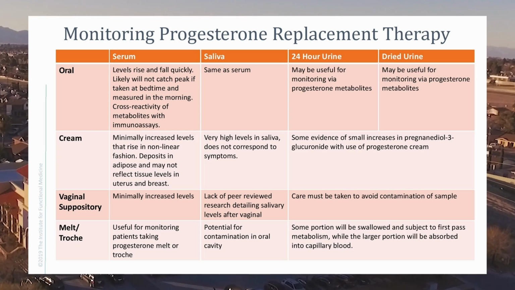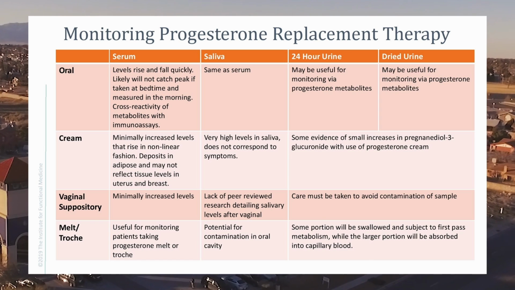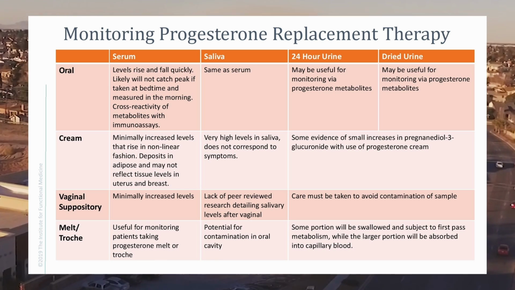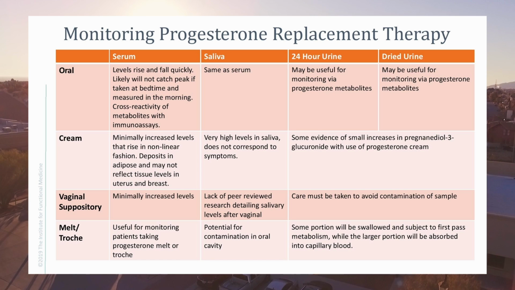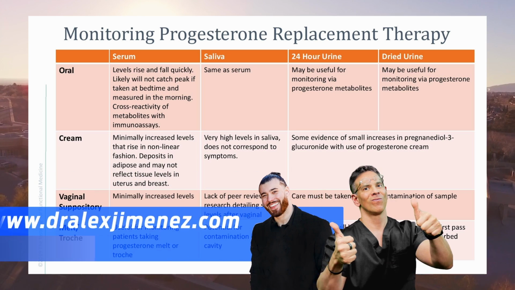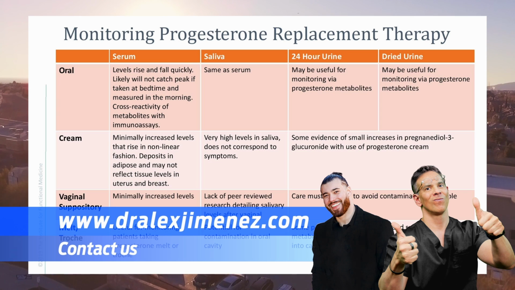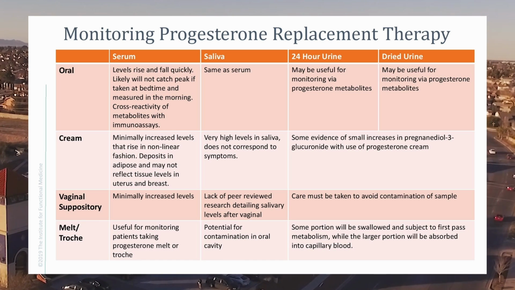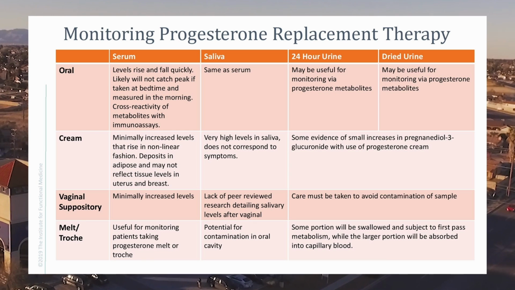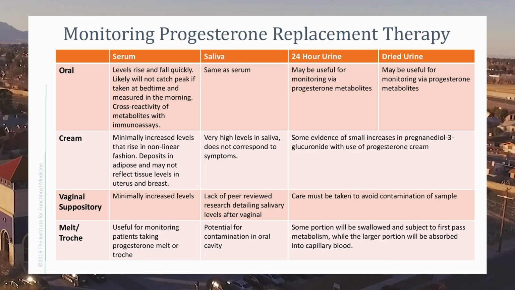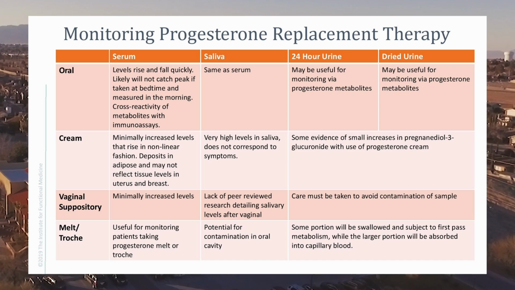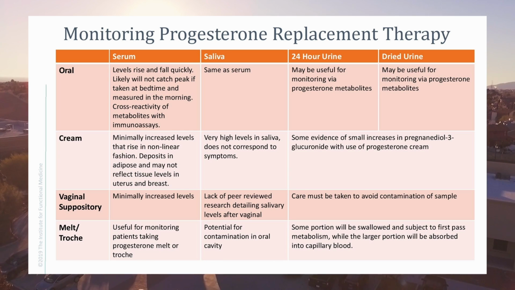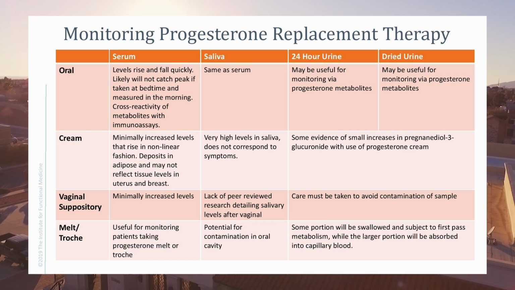Now, vaginal progesterone suppositories, same problem. You get minimally increased levels in the serum, so probably not giving you an adequate result. There's a lack of any peer-reviewed research at all for salivary levels after vaginal suppositories of progesterone. And then, of course, with any vaginal hormones, you've got to be careful if you're trying to do urine testing, because how do you know you didn't contaminate the sample? Progesterone melts or troches: well, you can use serum levels with a troche because you actually get a more accurate level in the serum than if you had taken it orally. You can't really use a salivary level because you just had the troche or the melt in the person's mouth.